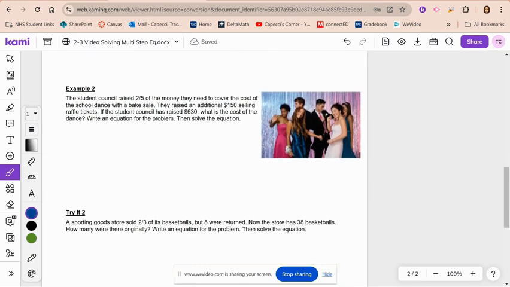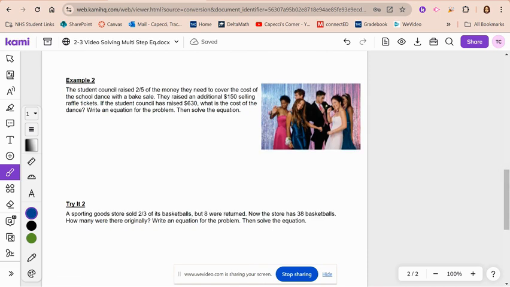All right, let's take a look at some word problems. The student council raised 2/5 of the money they needed to cover the cost of the school dance with the bake sale. They raised an additional $150 selling raffle tickets. If the student council raised $630, what's the cost of the dance? So that's what we're looking for. What's the cost of the dance? Write an equation and then solve.